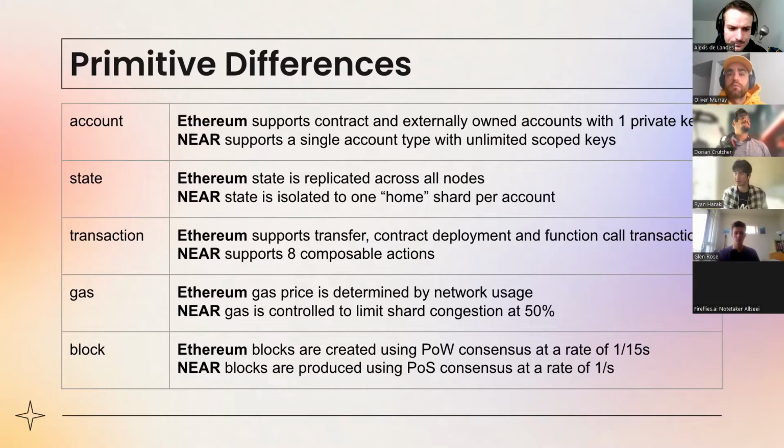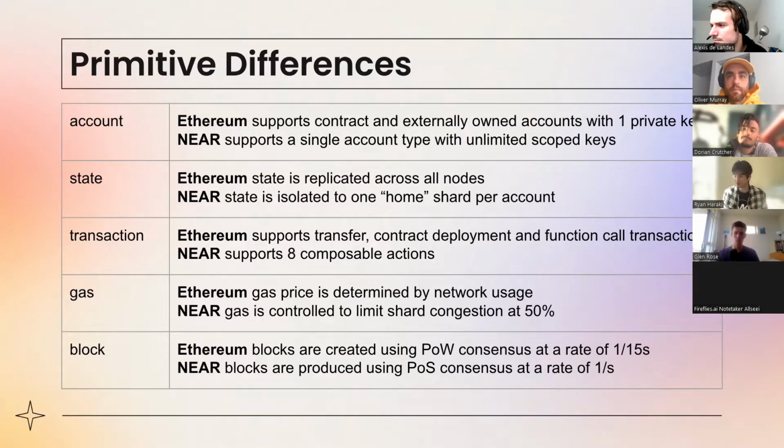And then when you're storing state, again, this is one of the issues with Ethereum, that state is replicated across every single node on the blockchain, which is going to take significantly longer than Near, where you're isolating state to one home shard per account, which is much faster because we're using sharding. And then for transactions, Ethereum supports transfers, contract deployments, as well as function call transactions. On Near, you have 8 composable transactions, and you can use these to access a bunch of different methods that Near gives you while you're running code.